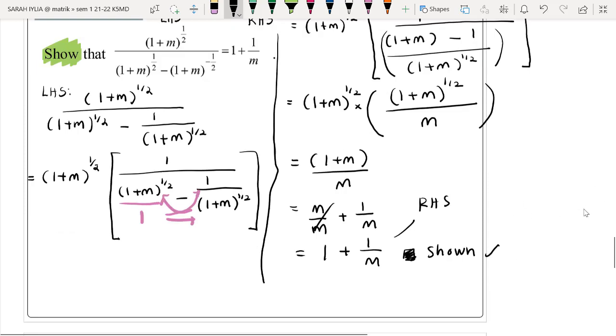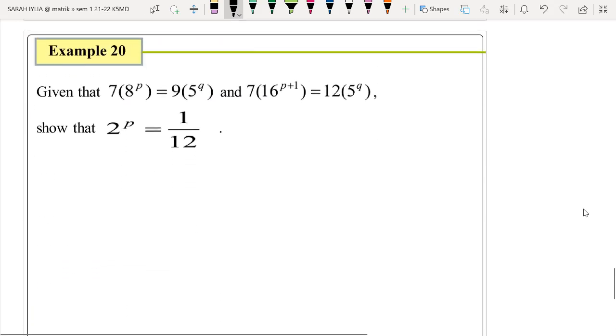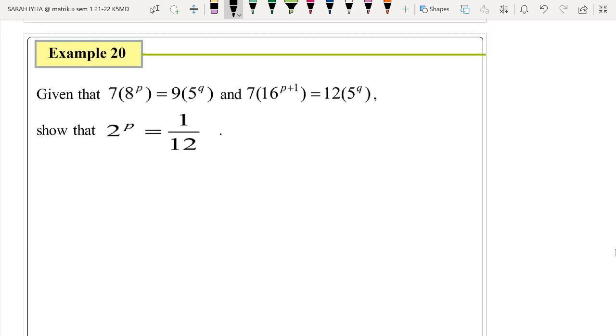Now kita proceed last one, example 20. Okay, example 20 soalan show juga tapi pattern dia lain macam sikit kan. Given that we have 7 times 8 to the power of p equal to 9 times 5 to the power of q.